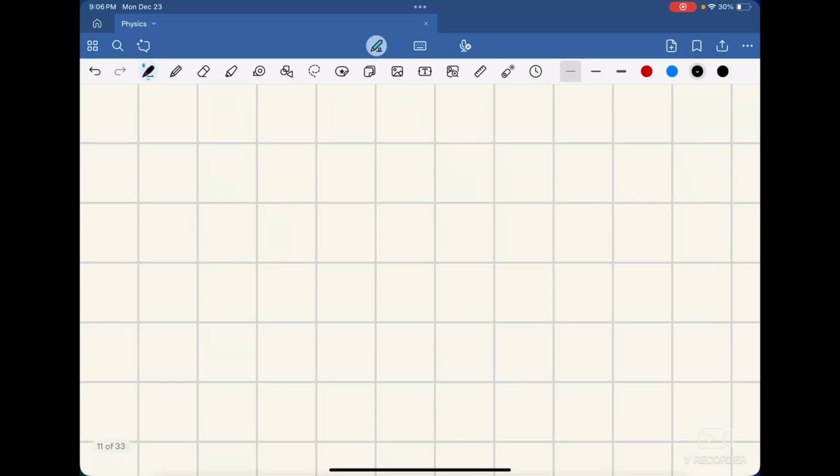This is FRQ 5 part A. We are asked to find the angle. If the angle required to hit the target is known, what distance of the board, measuring distance from the bottom edge of the board, does the ball go before sliding back down?